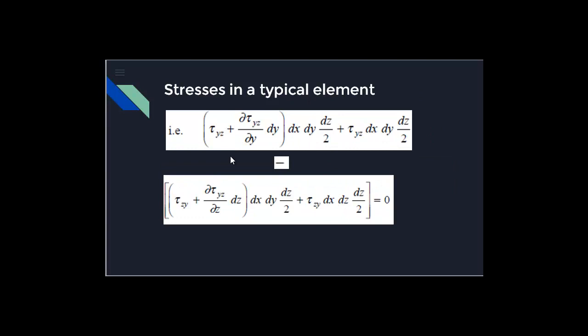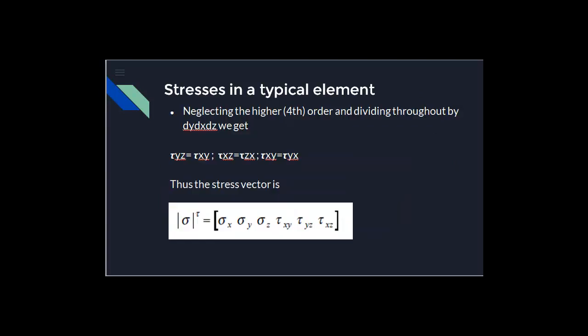To simplify further, we divide the previous equation by dy, dx and dz. We get tau yz is equal to tau zy, tau xz is equal to tau zx, tau xy is equal to tau yx. So these are the shear stresses. As you can see, tau yz is equal to tau zy. So this can be represented in a stress vector as sigma is equal to sigma x, sigma y, sigma z, tau xy, tau yz and tau zx.